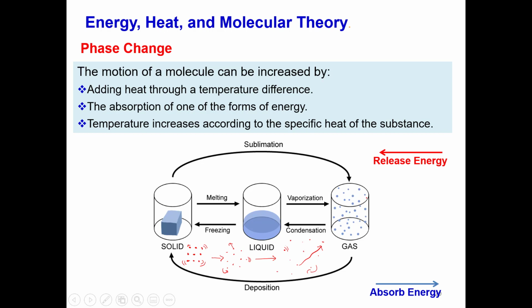If that material releases the same amount of energy, then the process will be in the opposite direction, as gas can convert into liquid by condensation, and liquid can convert into solid, and this process is called freezing. Then this happens when the material absorbs some energy, some heat, or releases some heat. There is a phase change in that material.